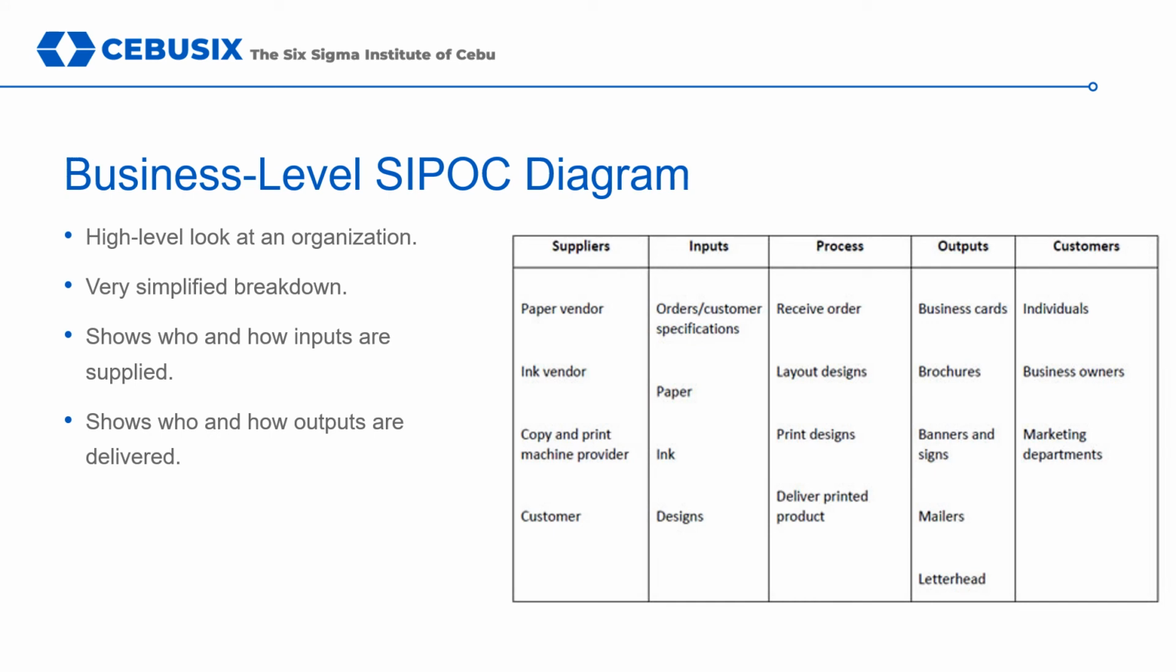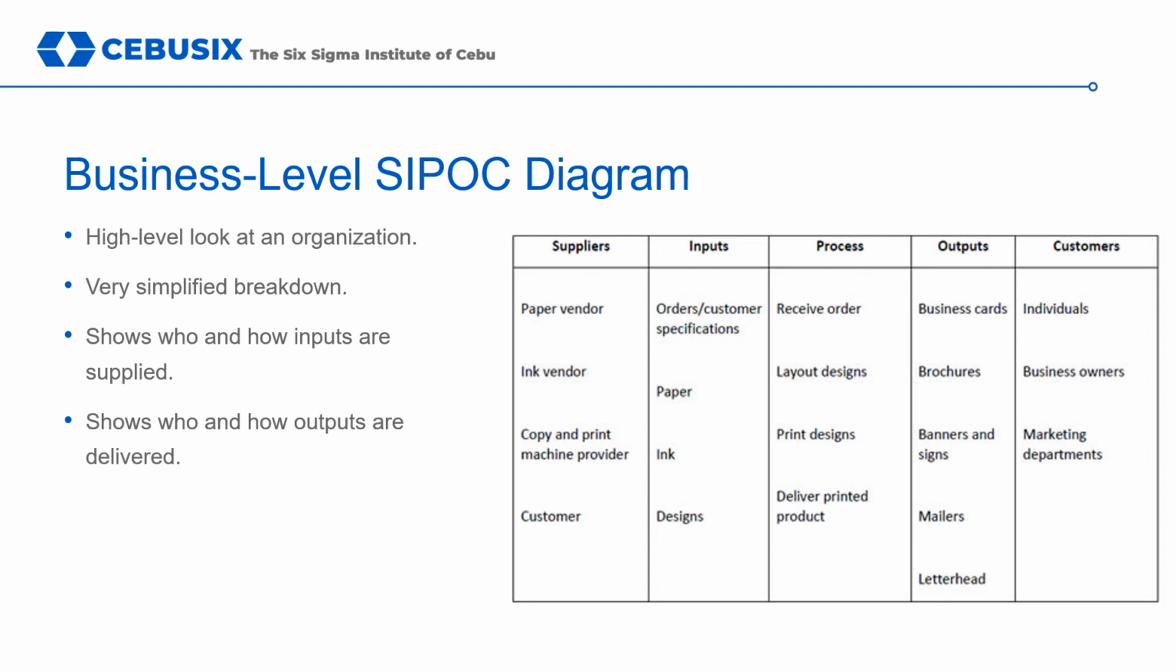This diagram shows the SIPOC for a mid-size printing company. It is a very high-level yet simplified SIPOC that shows how customers and vendors provide information and items. The printing company then turns those inputs into products such as printed business cards. The final product goes to individuals, businesses, and marketing professionals who placed the order.